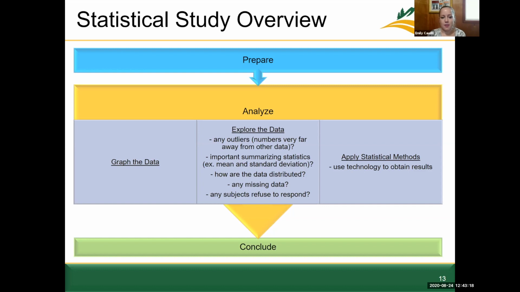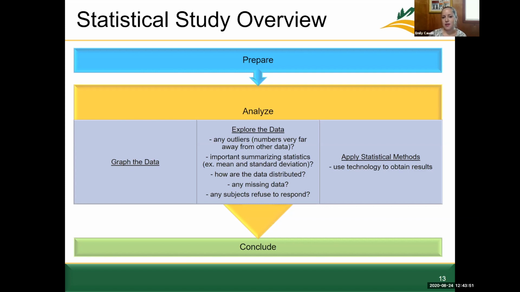Okay, analyze: we're going to think of how we can graph the data. We'll talk a lot more about graphing. Explore the data, so we can look for outliers. As the name implies, an outlier is a number that's very different, further away from the other data. Important summarizing statistics are the mean and the standard deviation. You may have seen that before in one of your math classes. How are the data distributed? We'll talk more about Gaussian curves and data distribution. Are there any missing data points, or did any subjects refuse to respond?